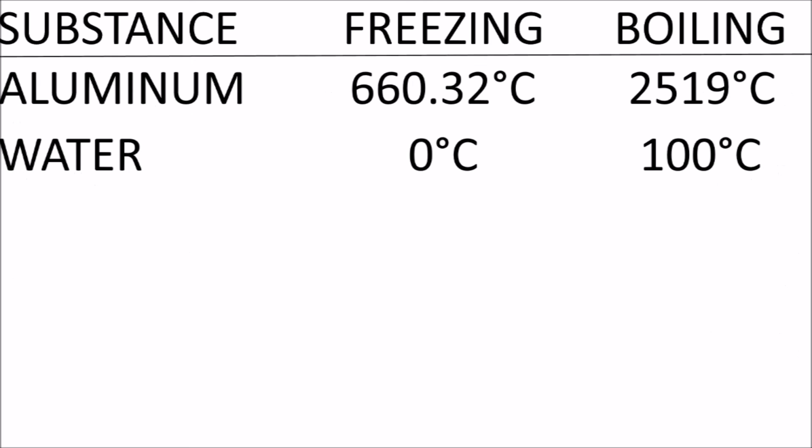The freezing and boiling point is different for different substances. For example, aluminum has a freezing point of 660 degrees Celsius, while it has a boiling point of 2,519 degrees Celsius. On the other hand, water has a freezing point of 0 degrees Celsius and a boiling point of 100 degrees Celsius. And it's different for every different type of substance.